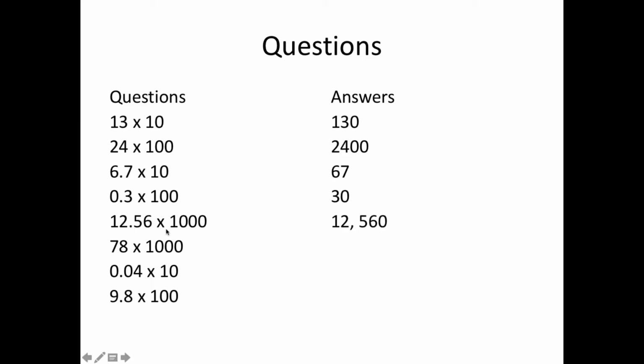So it'll be 12,560. 78 times 1,000, nice and easy, 78,000. This one, 0.04 times 10, you're going to move it one place, remember? So the decimal point is actually going to sit in between those two numbers, so it's going to be 0.4. And then 9.8 times 100, again, you're going to have to go one and then another one, so 980.